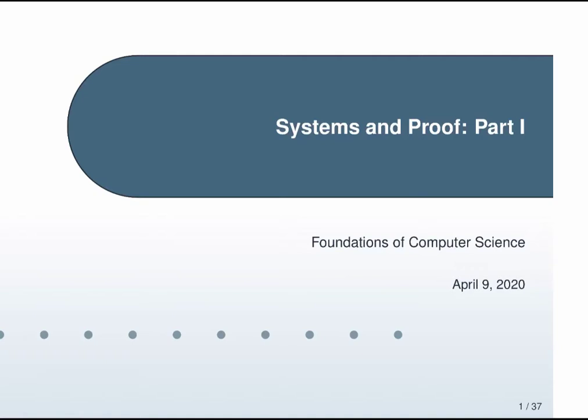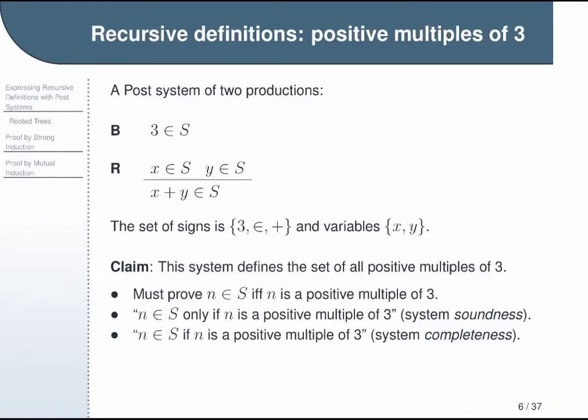This is another video in the Systems and Proof module for Foundations of Computer Science. I'm going to work through another example of an inductive proof of a property of a Post system. Now, obviously, there are many Post systems and many properties, so to clarify a bit more, I'm looking at this particular Post system, which claims to be for positive multiples of 3.